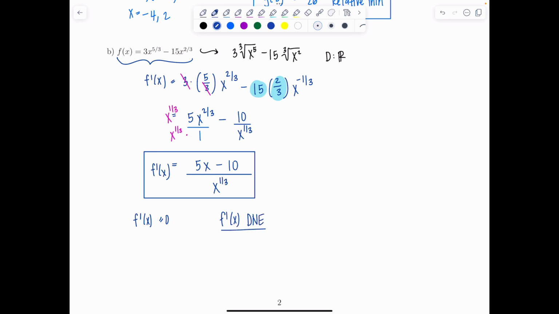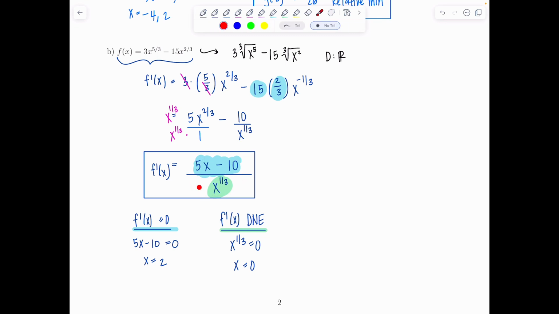And then hopefully you remember I told you guys about a little shortcut in the last lesson. When you take the time to write your derivative as one term and you have one fraction, if you want to find where it's 0, you're just going to look at where the numerator is 0. So you're just going to set 5x minus 10 equal to 0, which means x is equal to 2. And then if you want to find where the derivative doesn't exist, then you just set the denominator equal to 0. So you would set x to the 1/3 equal to 0, x equals 0. You're not allowed to do that though if you didn't take the time to write it as one expression, one fraction. Okay, so here's my two critical numbers.